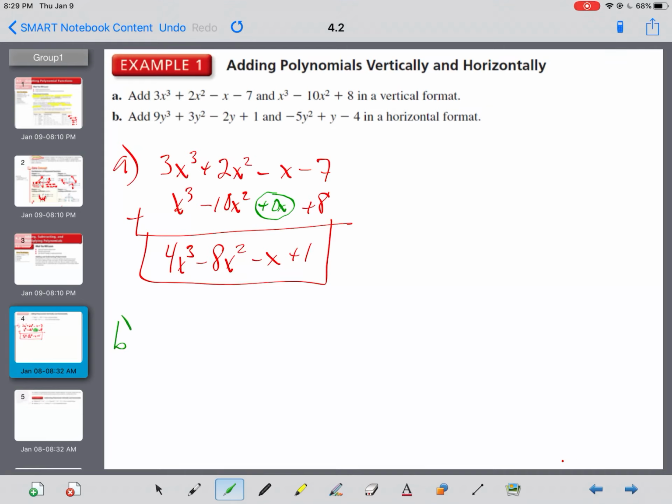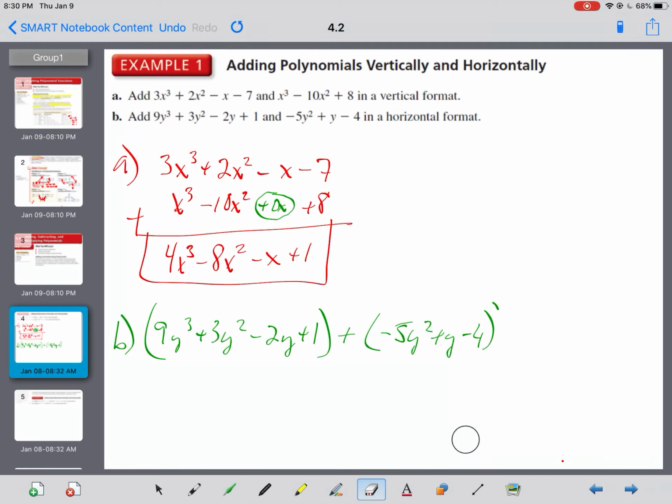Now they also do a horizontal version. So you got 9y to the third plus 3y squared minus 2y plus 1. That whole polynomial plus negative 5y squared plus y minus 4. That whole polynomial.